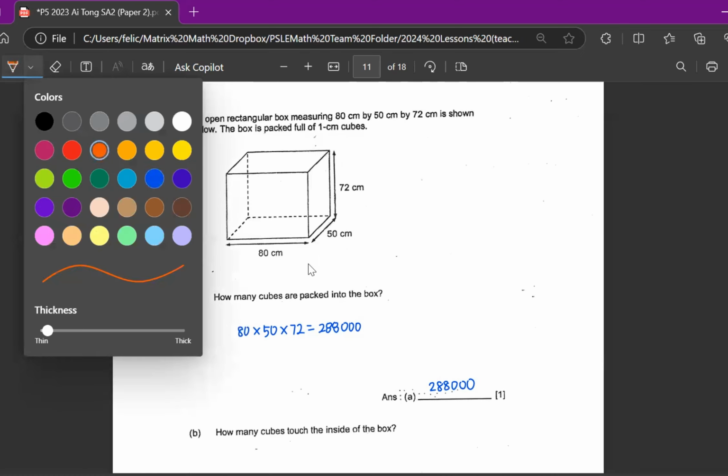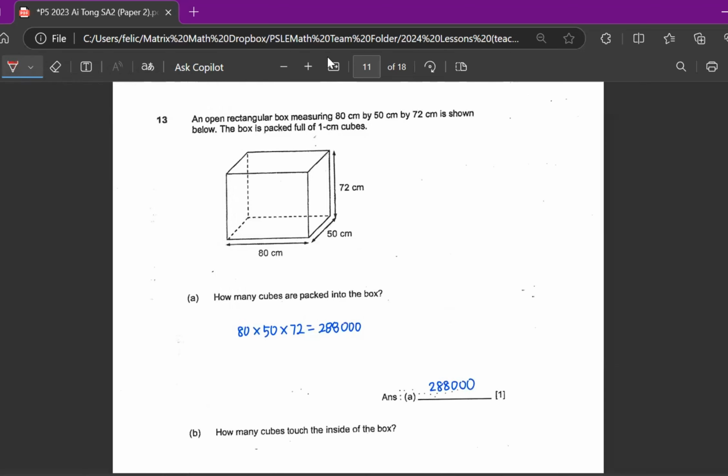I need to do a bit of visualizing. I'm just going to draw out which set of cubes do not touch the inside. Let's start from the bottom. We will have something like that. I'm going to draw a kind of cuboid. I'm not very good at drawing, so pardon me. This will reach the top. Maybe I'll draw it so you will find it easier to see what I'm trying to illustrate here.